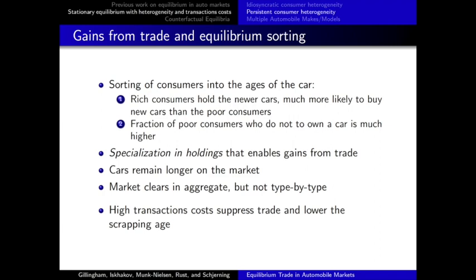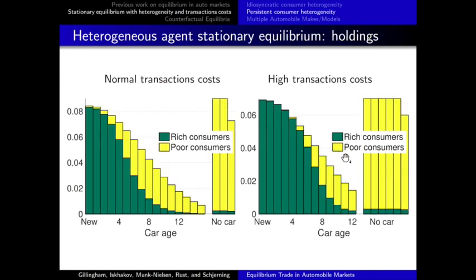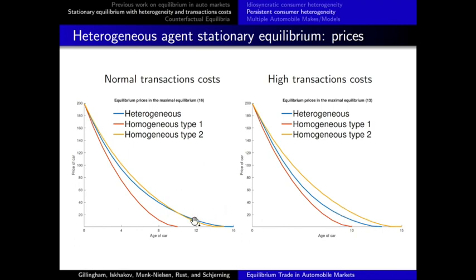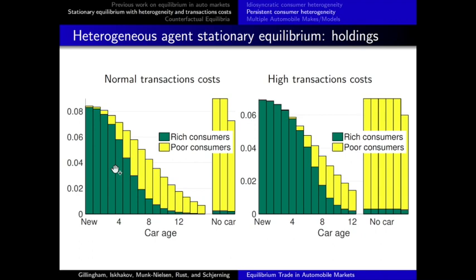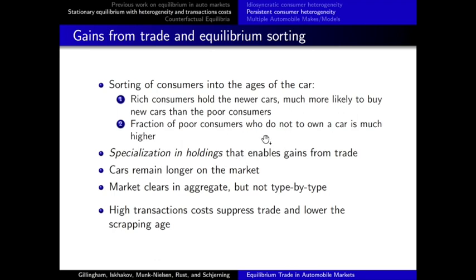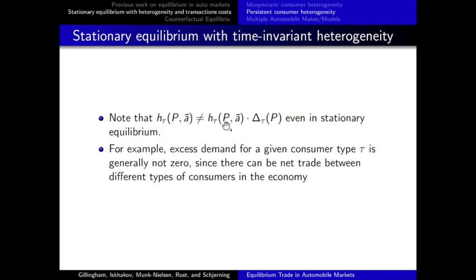So just to conclude here, from this simple example, you see there are gains from trade and you see there is equilibrium sorting. Basically the gains from trade is you get lower prices in this economy over here. This is lower than this one. And then you also see the sorting of richer consumers into the newer cars, and that they're selling to the poor consumers. And the fraction of poor consumers who do not own a car is much higher when you increase the transaction cost. You get the specialization in holdings, or sorting, that enables the gains from trade. Cars remain much longer in the market when there's trade, and then our market clears in aggregate, but not type by type, just like implied by this here, right?